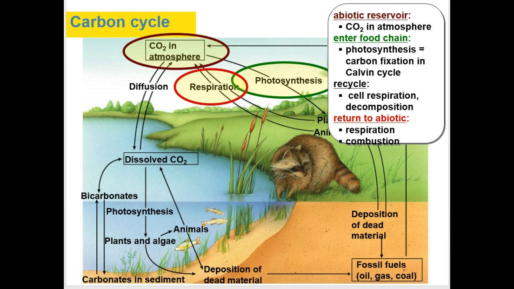Here's a chart to help us understand the carbon cycle. The abiotic reservoir, once again, is in the atmosphere as carbon dioxide. It enters the food chain by photosynthesis. It's recycled during cell respiration and decomposition, and also returned to the abiotic world by respiration and combustion.